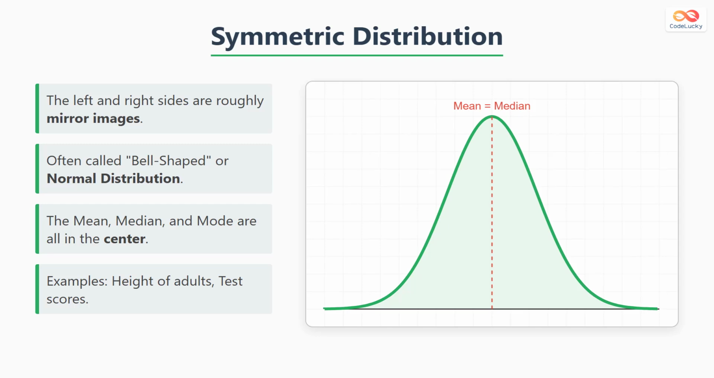Let's start with the most common shape, the symmetric distribution. Imagine drawing a line right down the middle. The left side is a mirror image of the right side. This is often called a bell-shaped curve or a normal distribution. In a perfectly symmetric distribution, the mean, median, and mode are all located in the exact center. A classic example is the height of adults. Most people are average height, with fewer people being very short or very tall.